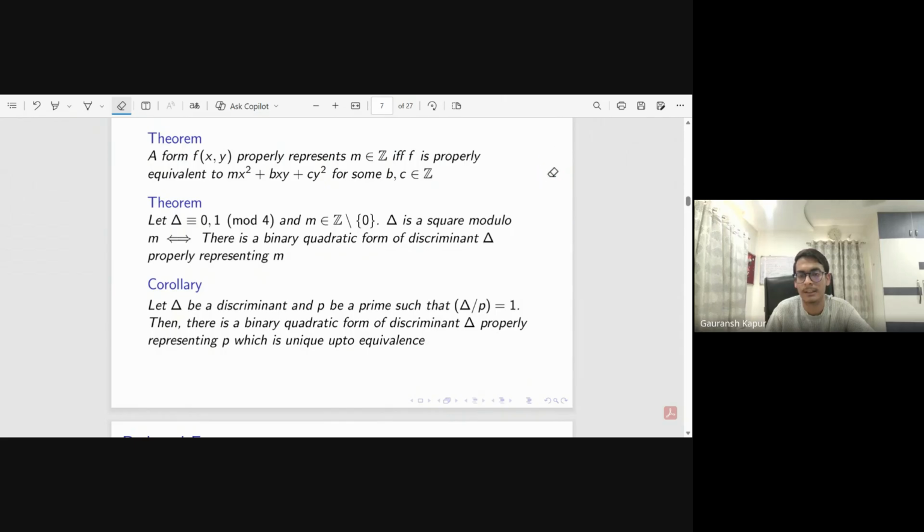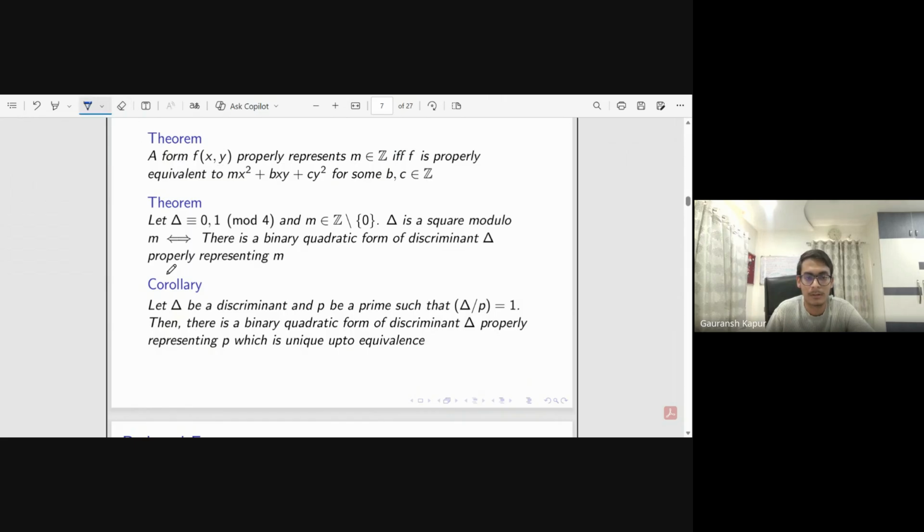And the second theorem is here: let delta be 0 or 1 mod 4, a discriminant, and m be a non-zero integer. Delta is a square modulo m, which means that there exists some x such that x square is congruent to delta mod m, if and only if there is a binary quadratic form of discriminant delta properly representing m. So to prove this statement, we actually use the statement above, as you can understand. And if time permits, towards the end, we can look at this.